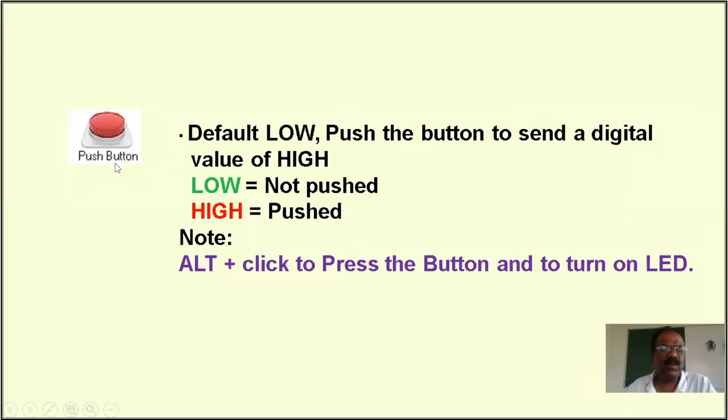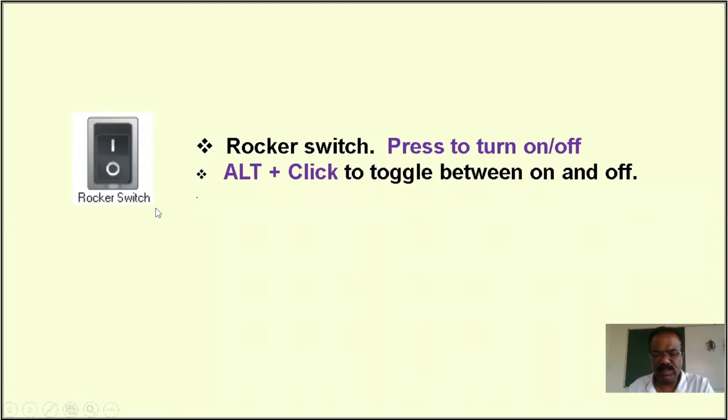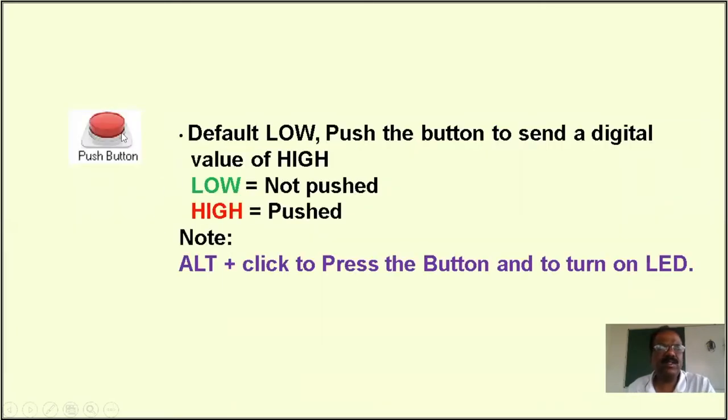Now, this is one component I'm going to use, the push button. The other one is the rocker switch. By default, the push button is open and generates a low signal. Once we press it, it generates a high signal. It is low if not pushed, and high when pushed. To simulate this in Cisco Packet Tracer, you have to press Alt and then click, and only then will it generate a high signal. Therefore, we can control the LED by pressing this switch.